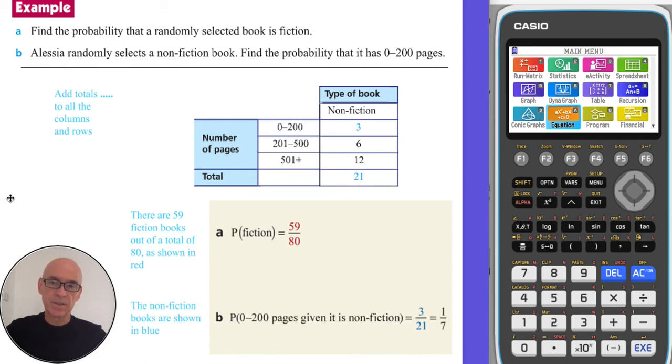So given that Alicia has selected a non-fiction book, what is the probability that it had under 200 pages? Well, we can see, shown in blue, that there were 3 non-fiction books out of the 21 that had under 200 pages. So the probability is 3 out of 21, which is equal to 1/7.